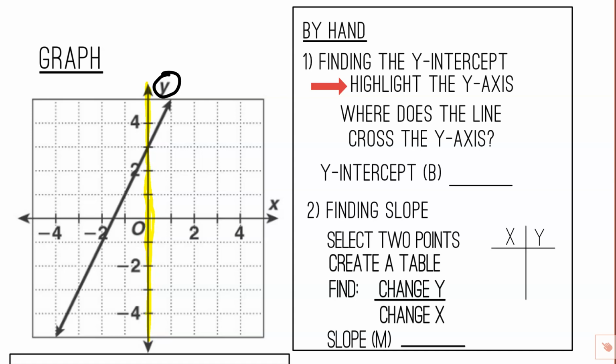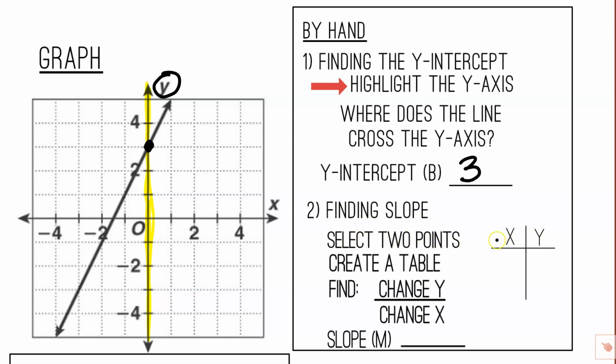All right, and then we're going to ask ourselves, where does the line cross the y-axis? If you see right here, it crosses right there. So what number is that? Well, it goes by 1, so 1, 2, 3. So my y-intercept is 3. It is that easy, guys. That's it.